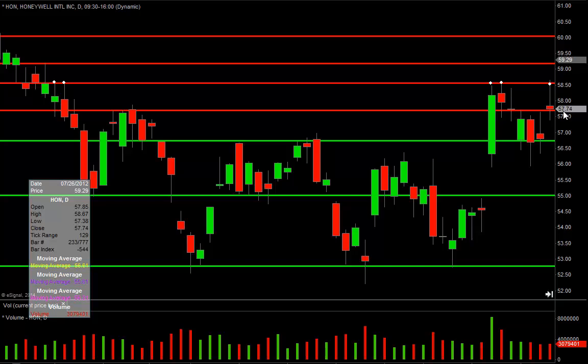So hopefully you're seeing the point, how all this works out. Supports turn into resistances, and in this case, when this was turned into resistance, you can see it acting as resistance. So everything just flows and jives together like that.